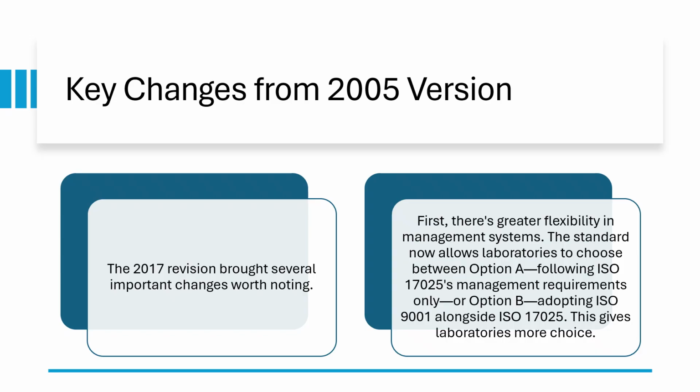So now let's talk about the changes from the 2005 version. The 2017 revision brought several important changes worth noting. First, there's greater flexibility in management systems. The standard now allows laboratories to choose between option A, following ISO 17025's management requirements only, or option B, that is adopting ISO 9001 alongside 17025. So this gives laboratories more choices.